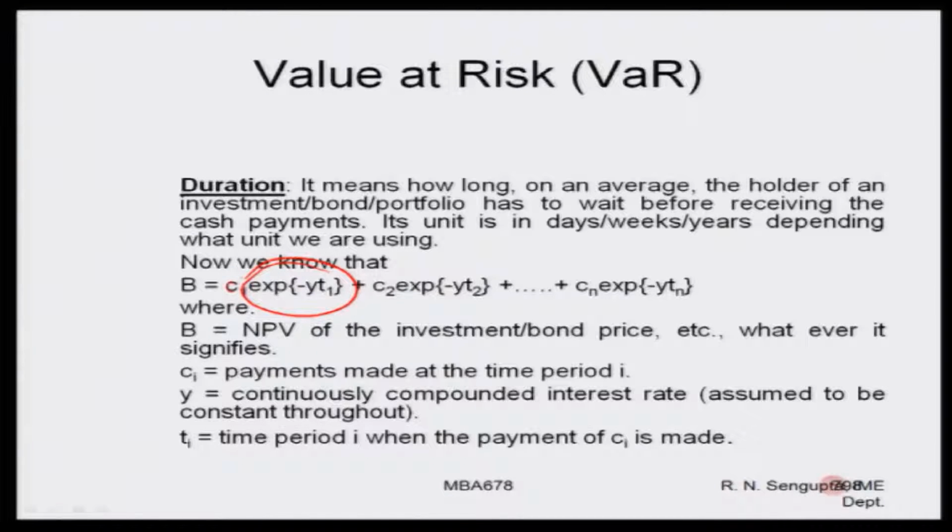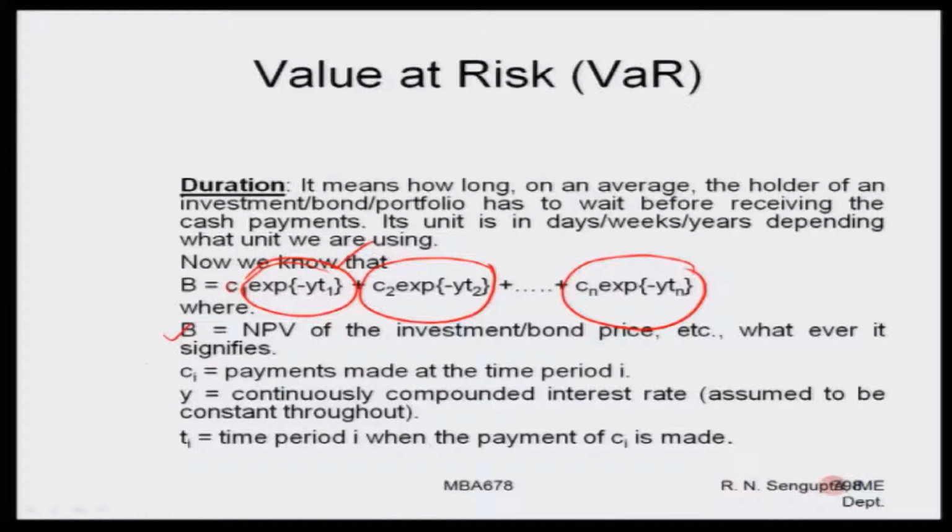So, C1 is the value which is being paid after, say for example, T1 time, and the net present value is given by this, where y would be the rate of return, the continuous compounding rate of return. C2 is the amount which is being paid at time T2, then its present value is C2 multiplied by that factor, and so on and so forth.